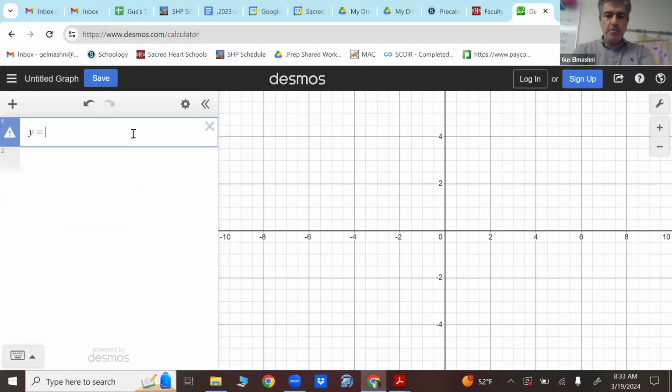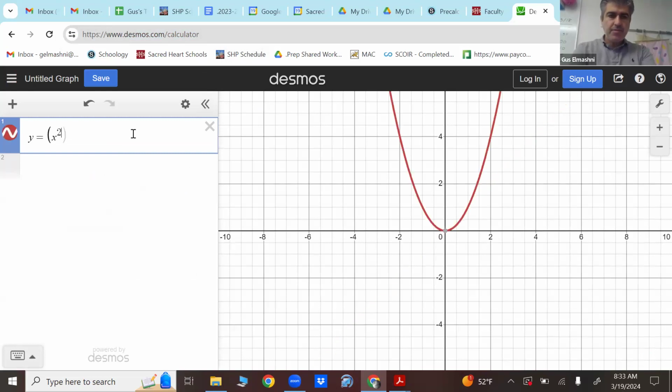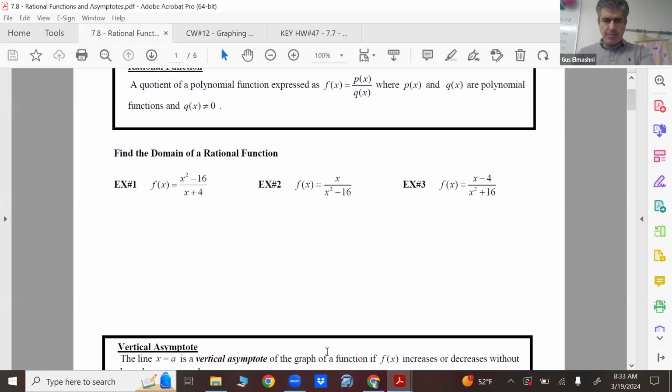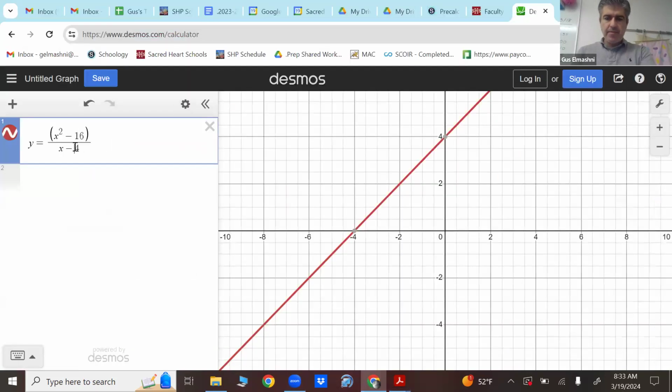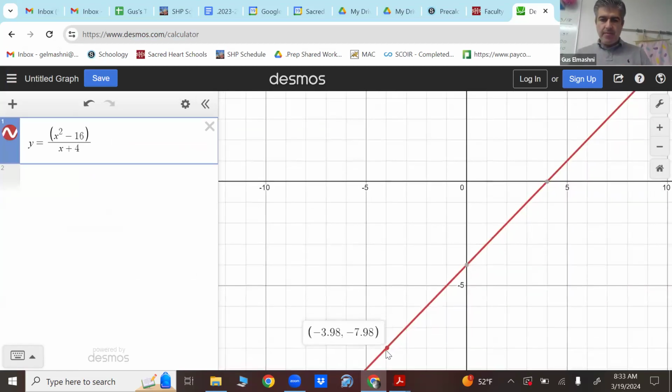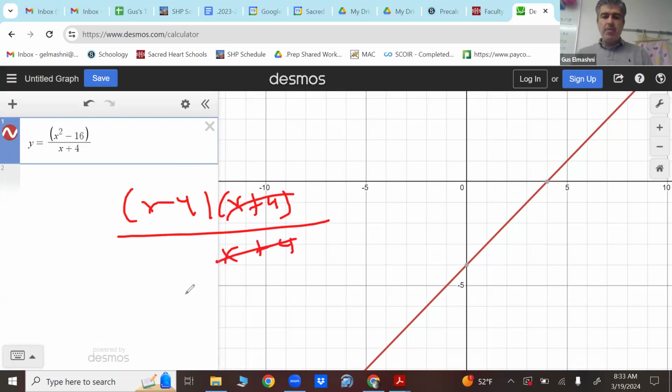Y equals parentheses x raised to the second power, divided by x minus 4. Was x minus 4, x plus 4. X plus 4, my bad. But it's a line, right? Now, if I move to -4, notice the hole appears. It says undefined, because you can't plug -4 into the original equation. But if you do simplify it, after you simplify, what happens to the x plus 4s? They cancel even with x minus 4. That's why it looks like that.